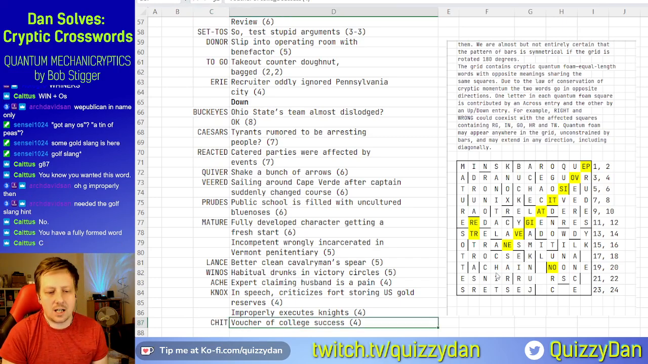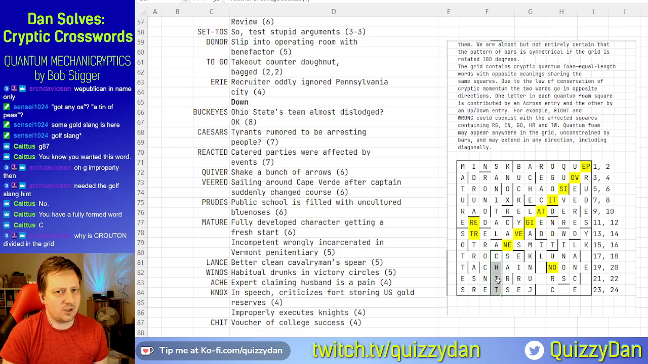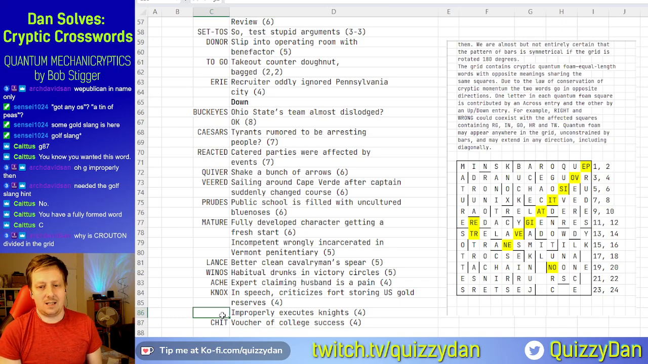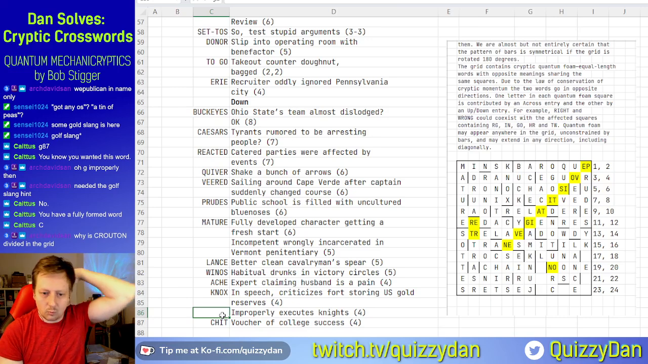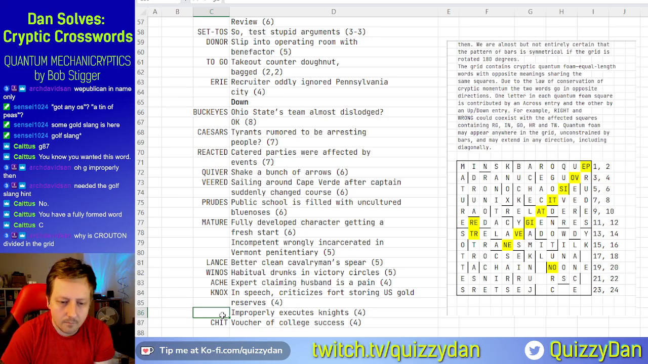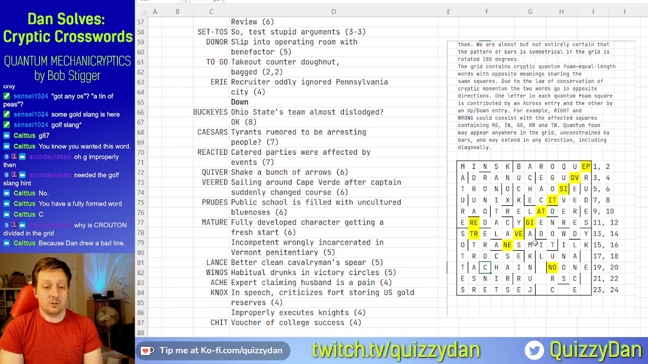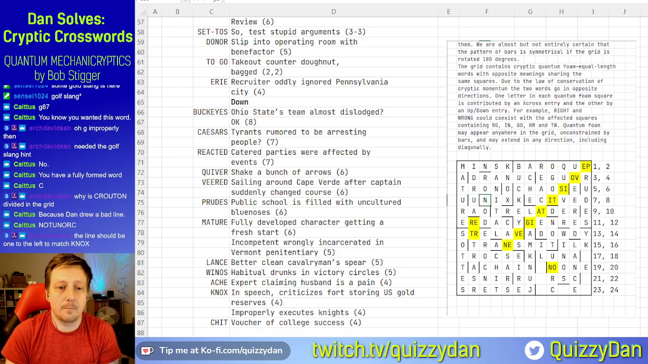C for college, H for hit. Not just H. Hit for hit. Success is hit. C for college, H for hit. Why is crouton divided in the grid? Oh no. Why have I divided crouton? Where is crouton? Because I drew a bad line, did I? I can't see crouton. Oh, there. No. It's not there. Where's crouton? Well, if you can let me know where crouton is, I will remove the bad line.